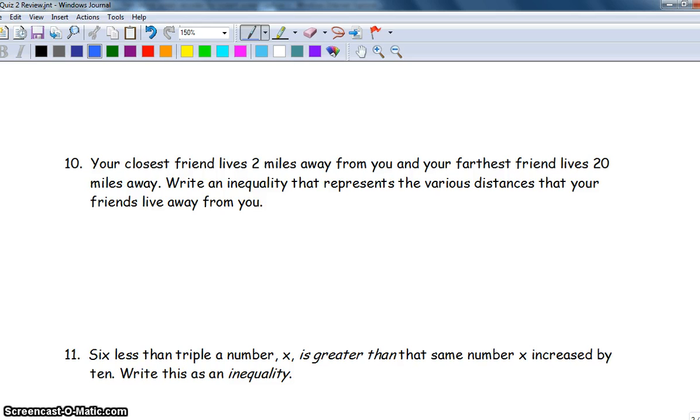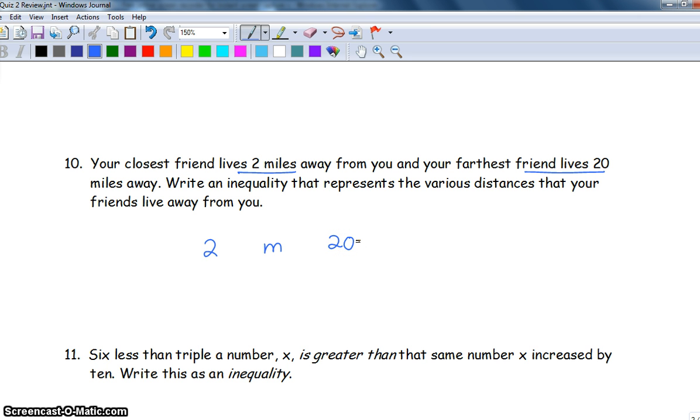Hopefully by now this bell's going off. If your closest friend is 2 miles and your farthest friend is 20 miles, I've just given you a range of distances. So it can be anywhere between 2 and 20. So the number of miles can be anywhere in between, the lower bound being 2, the upper bound being 20.